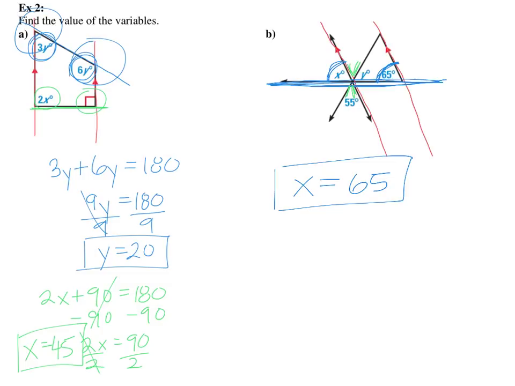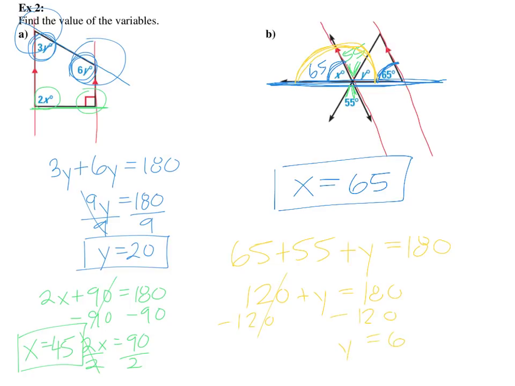Those are vertical angles. So that's 55. I know this is 65 here. So what is the measurement of this whole angle here? That's 180 degrees. So I have 65 plus 55 plus y, that equals 180. So I have 120 plus y equals 180. Subtract 120, and y is equal to 60.